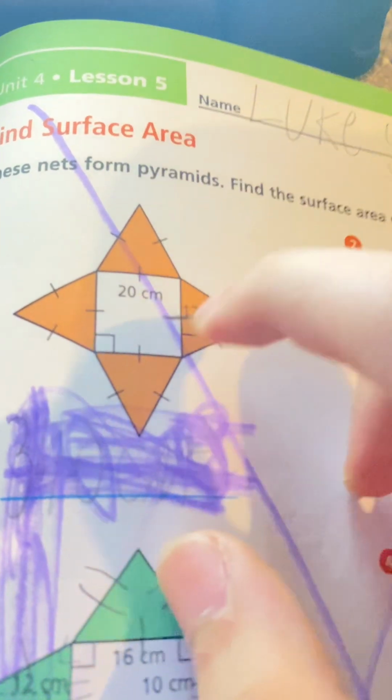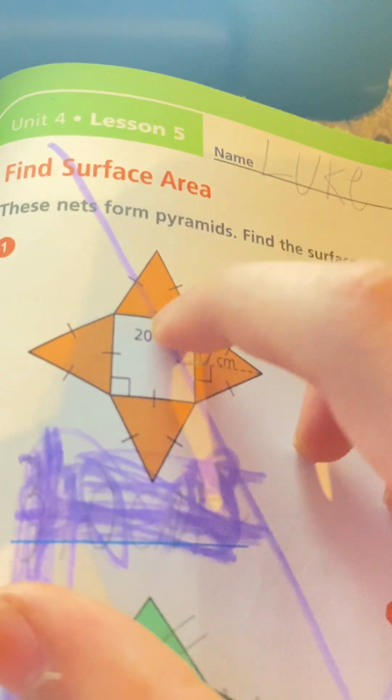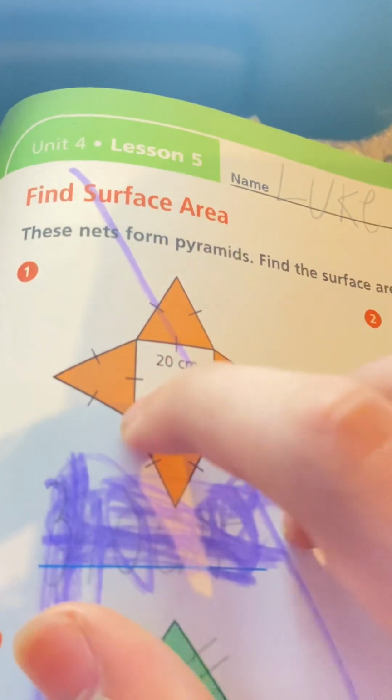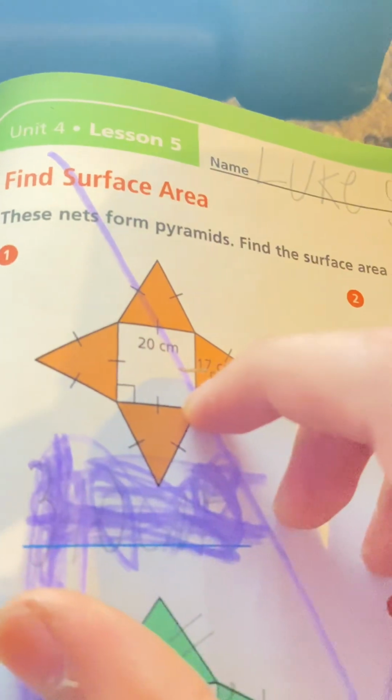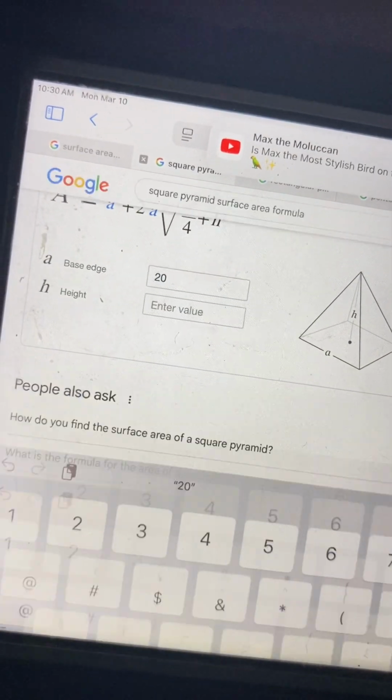So let's substitute the base edge a and the height h. First, let's identify what a and h are. a is the base edge. The base edge is one of the sides of the base. All sides of a square have to be equal. So guess what? This is 20, which means this also must be 20, and this must be 20, and this must be 20. So all four are 20. We can conclude that the base edge is 20.